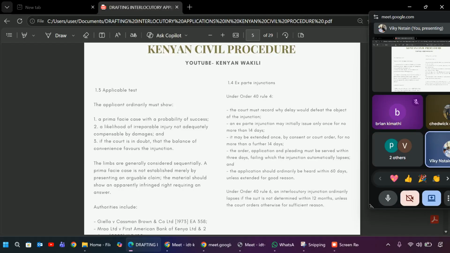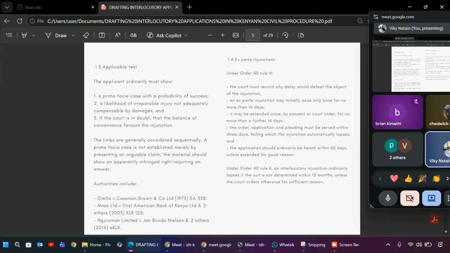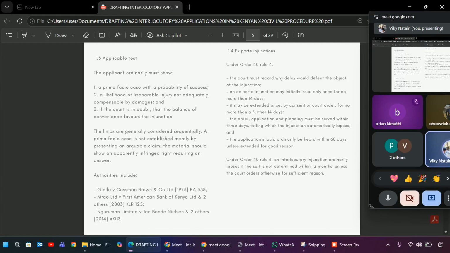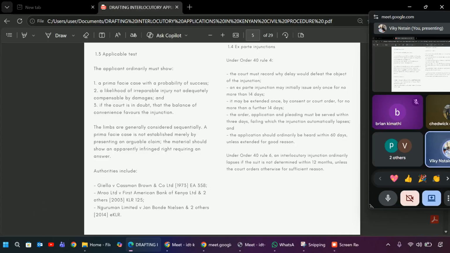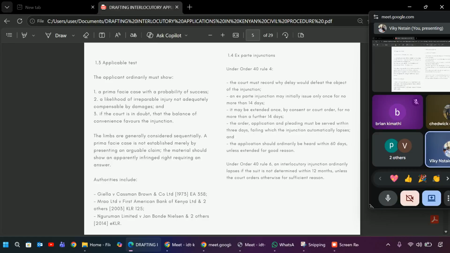So these limbs are generally considered sequentially, as it was decided in the case of Mrao Limited versus First American Bank of Kenya Limited and others. We also have Giela versus Casman Brown and Company Limited, and we also have Nguruman Limited versus Jan Bond Nielsen and two others. So if your paper appears to be lacking such authorities on the applicable test that the examiner will be looking at, then you should know that you have not mastered this kind of an application.